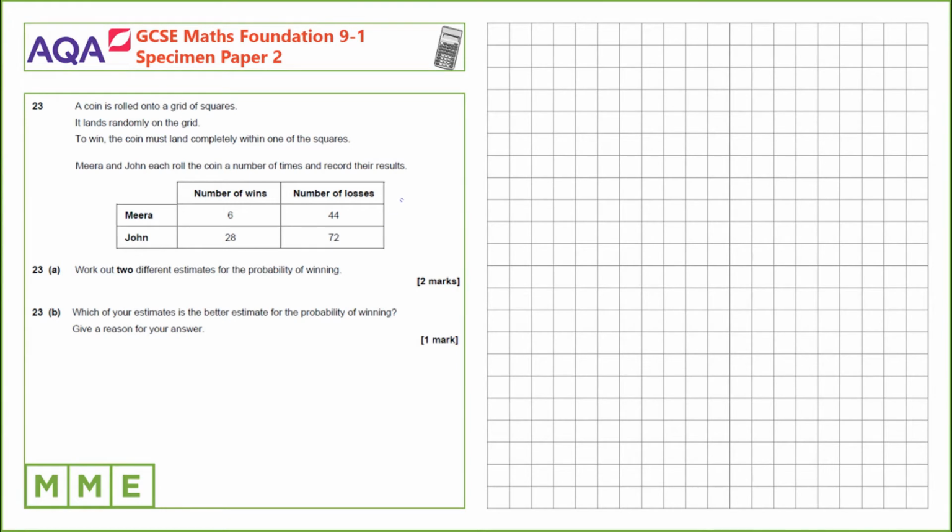Question 23. A coin is rolled onto a grid of squares. It lands randomly on the grid. To win, the coin must land completely within one of the squares. Mira and John each roll the coin a number of times and record their results. We need to calculate two different estimates for the probability of winning, so we have Mira's estimate. So probability of winning for Mira is the number of wins, 6, over the total that she observed. That's 44 plus 6. So her probability is 6 over 50, or if we're simplifying, 3 over 25.